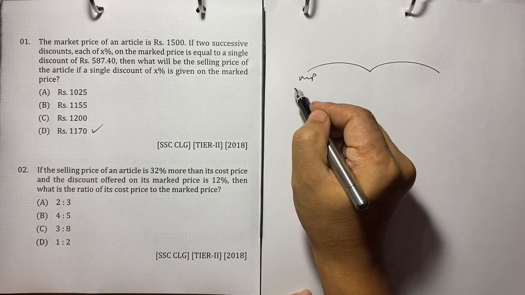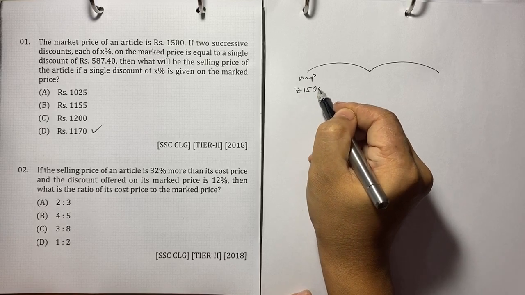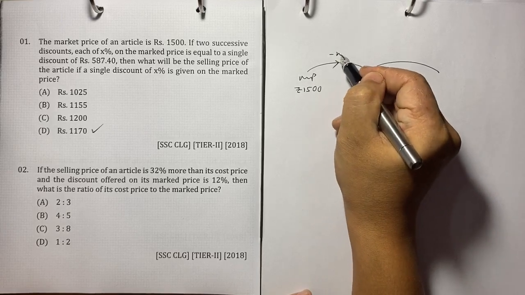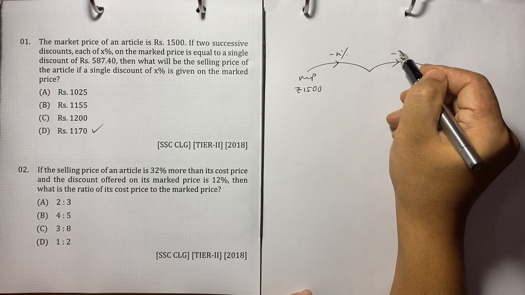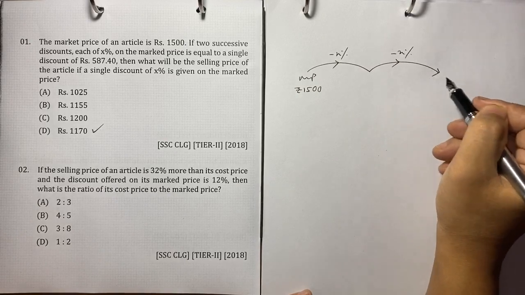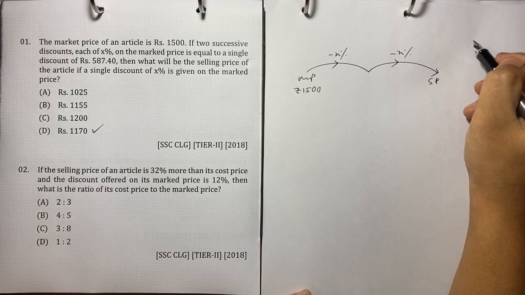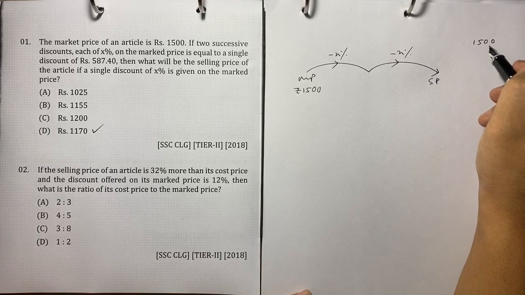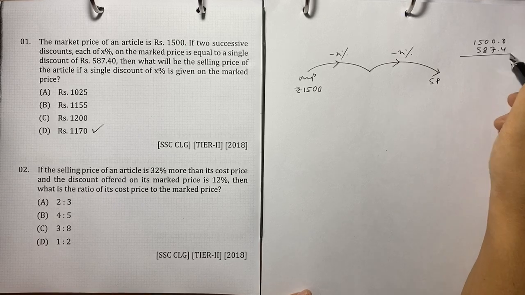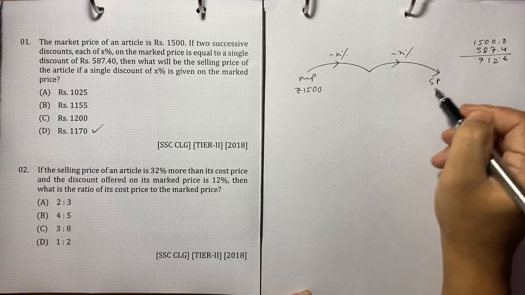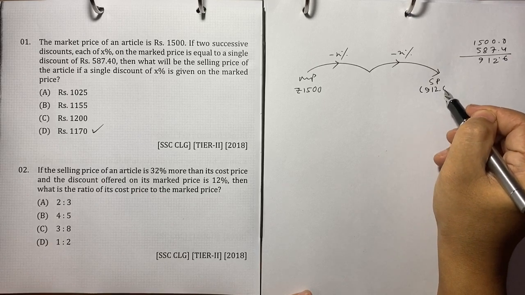Mark price is 1,500. Discount is x percent, and finally it becomes the selling price. In this case, we don't know the selling price, so we take 1,500 minus 587.4. This will be 0.6, this will be 2, this will be 1, and this will be 9. So the selling price is 912.6.